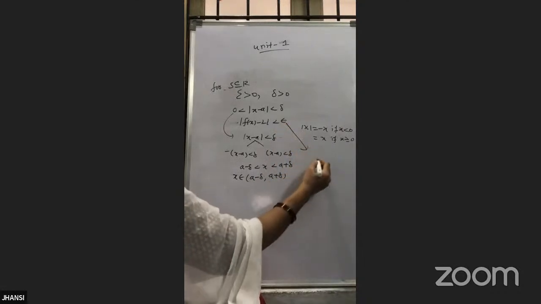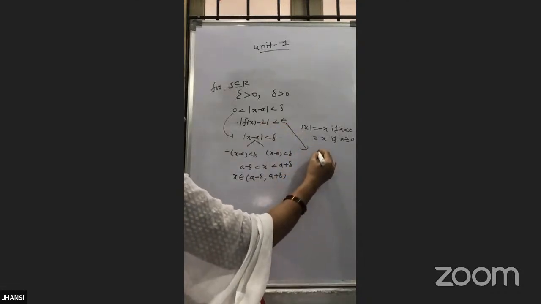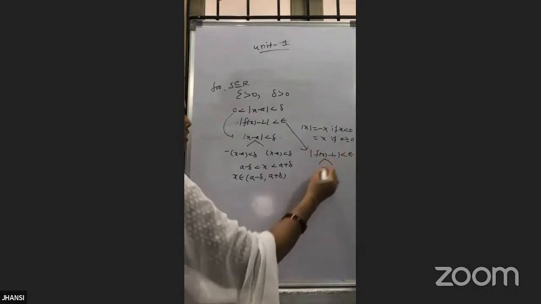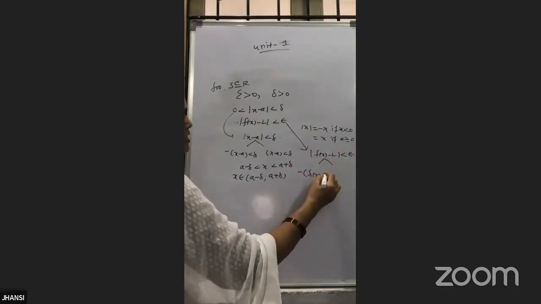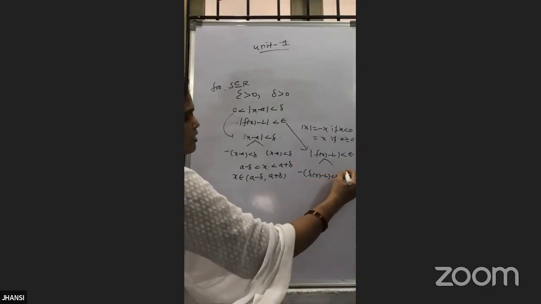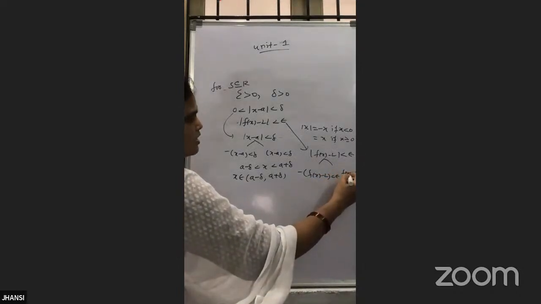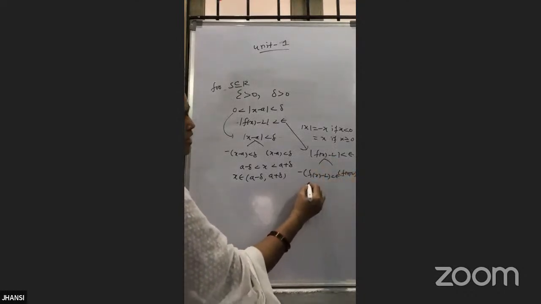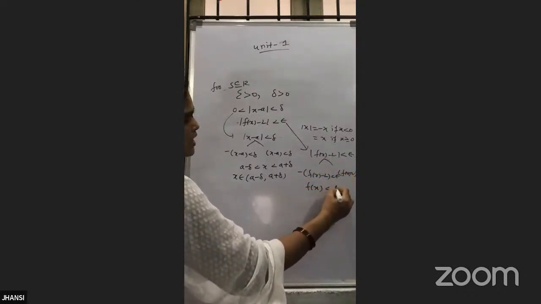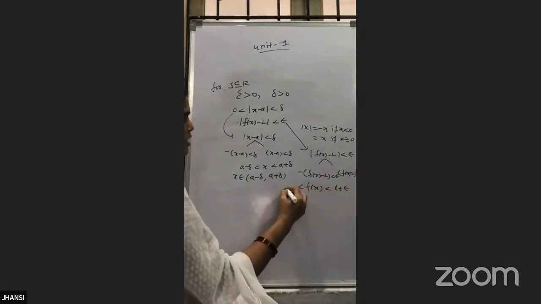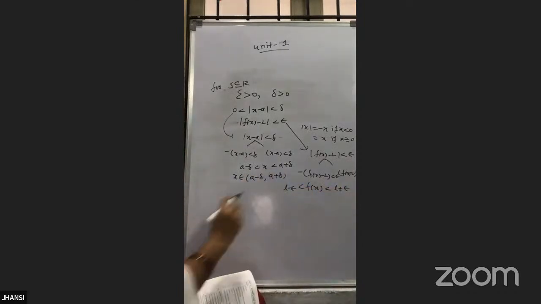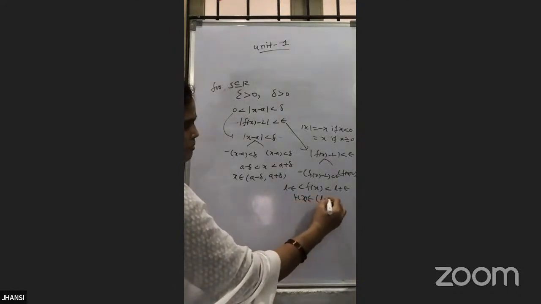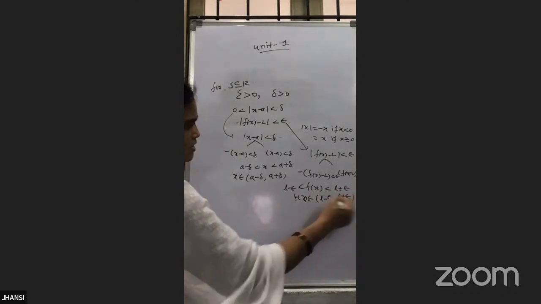Similarly, for this also, if you take out the modulus, that is minus of f of x minus L less than epsilon, and here f of x minus L less than epsilon. If you simplify this, you will get f of x less than L plus epsilon, and greater than L minus epsilon. So this means f of x belongs to the interval (L minus epsilon, L plus epsilon).